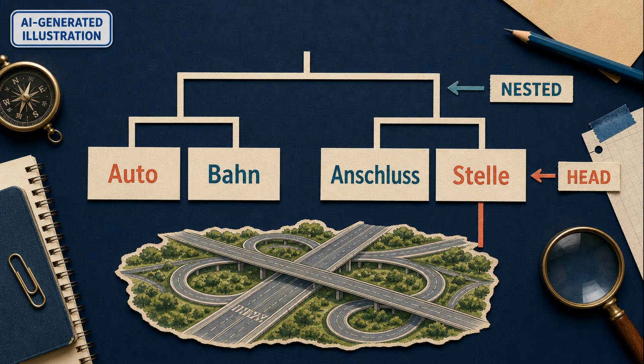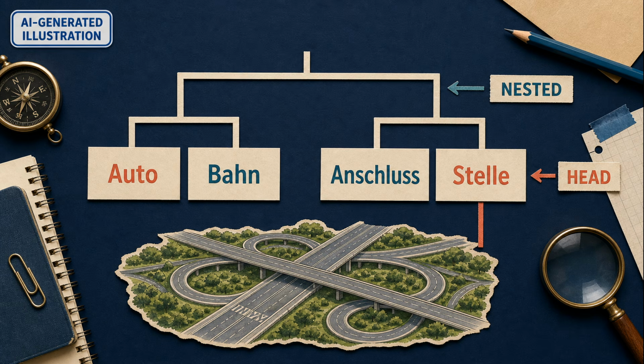Return to Autobahnanschlussstelle. If you read it as a flat list, car, road, connection, place, you have 4 labels, but no structure. Germanet's split shows the better route. Start with the immediate pair Autobahn plus Anschlussstelle. Then split the left unit into Auto plus Bahn and the right unit into Anschluss plus Stelle. In other words, the word is nested. Auto plus Bahn, together with Anschluss plus Stelle, inside the full compound.